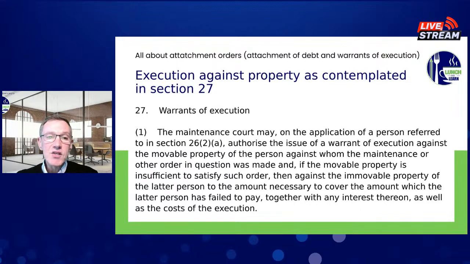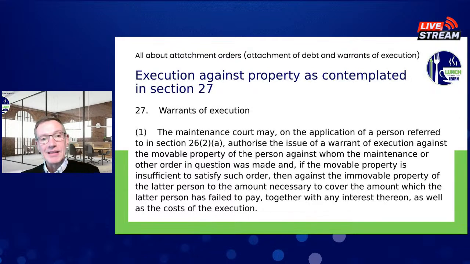Act. Now, Section 27 of the Maintenance Act says that the Maintenance Court may, upon application of a person referred to in Section 26(2)(a), which is obviously the complainant, authorize the issue of a warrant of execution against the movable property of the person against whom the maintenance order in question was made. And if movable property is insufficient to satisfy such an order, then against the immovable property of that latter person. And the amount that needs to be recovered is the amount that he has failed to pay, together with any interest thereon, as well as the cost of the execution.